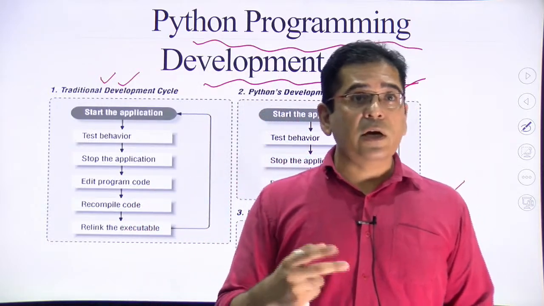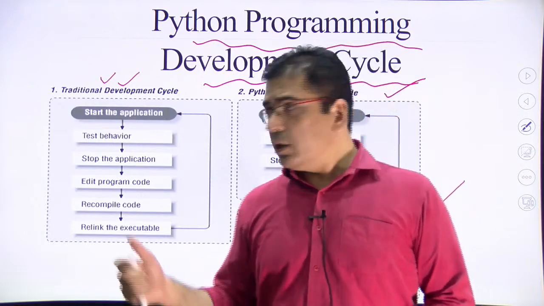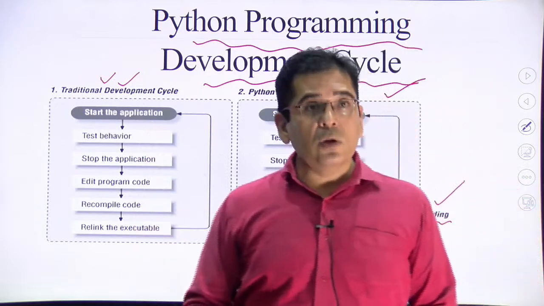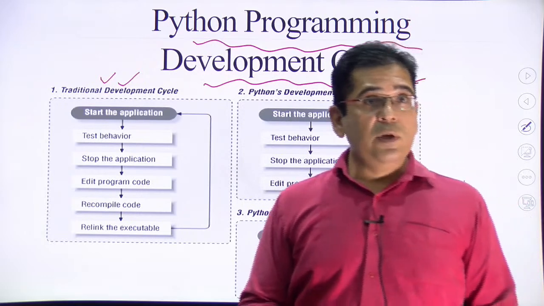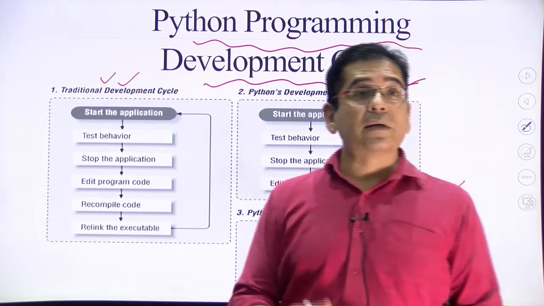So, actually there are two kinds of development cycles in Python, but before that let us start with the traditional development cycle. As you know, every programming language allows you to write a program, to compile the program, then to execute the program to get the output.